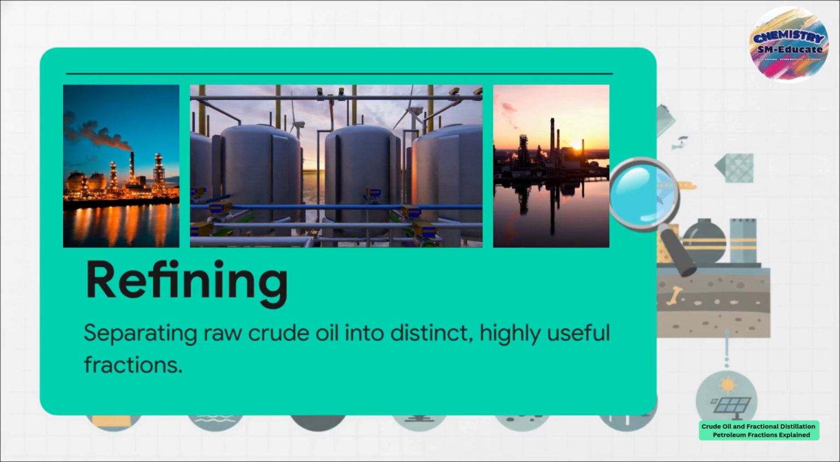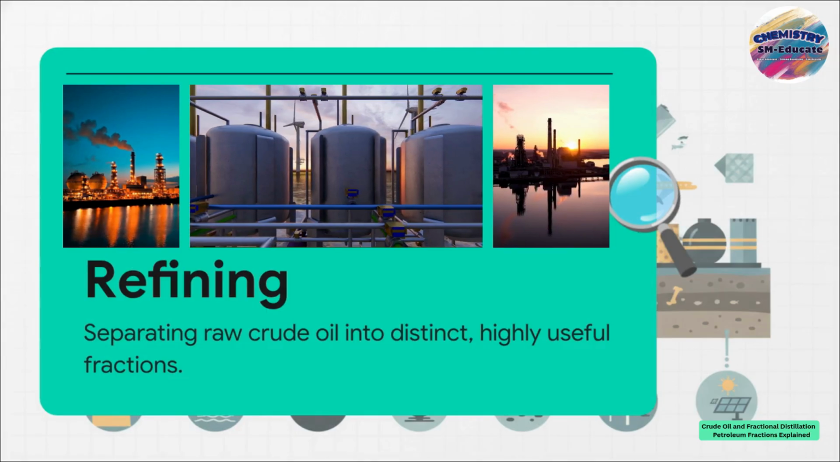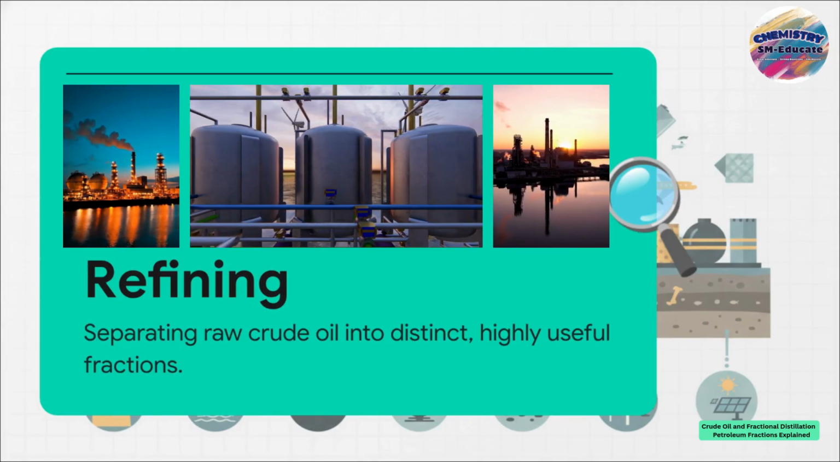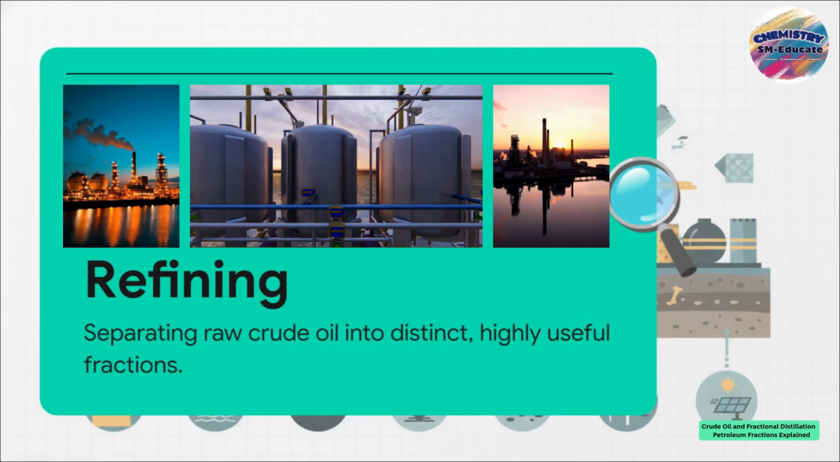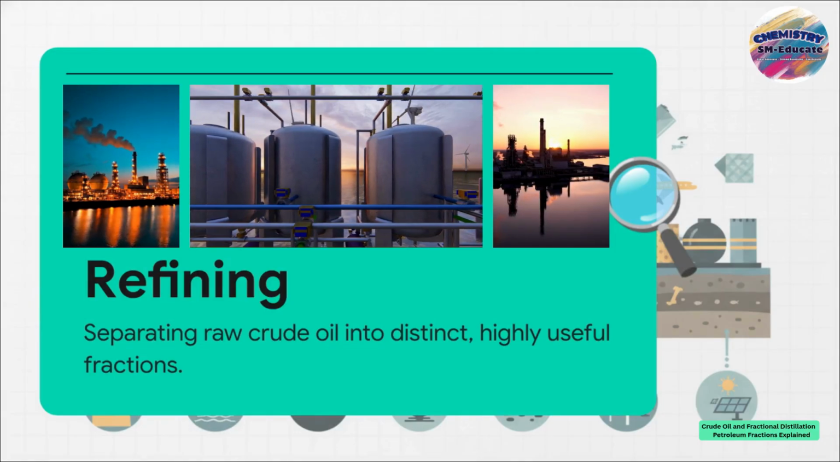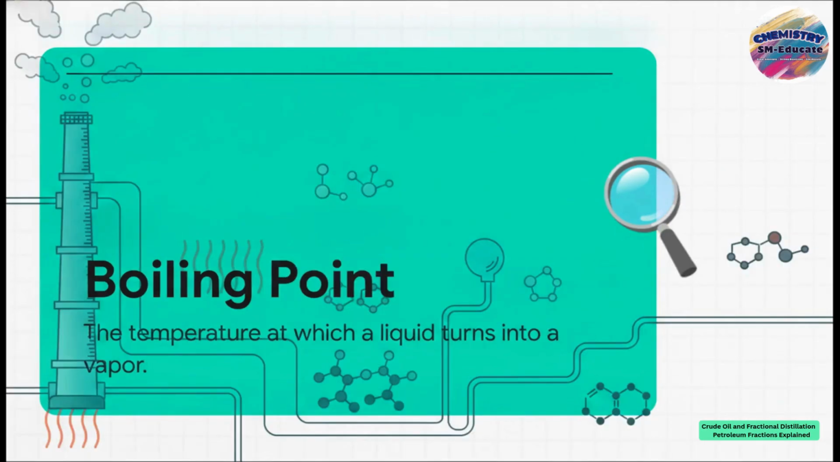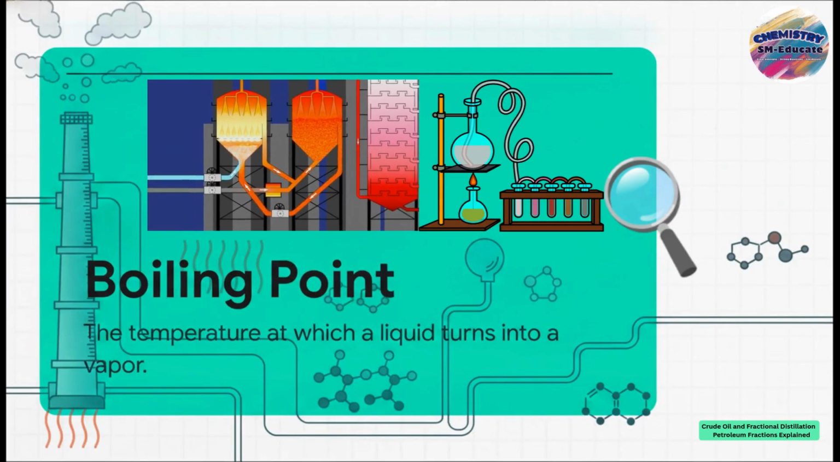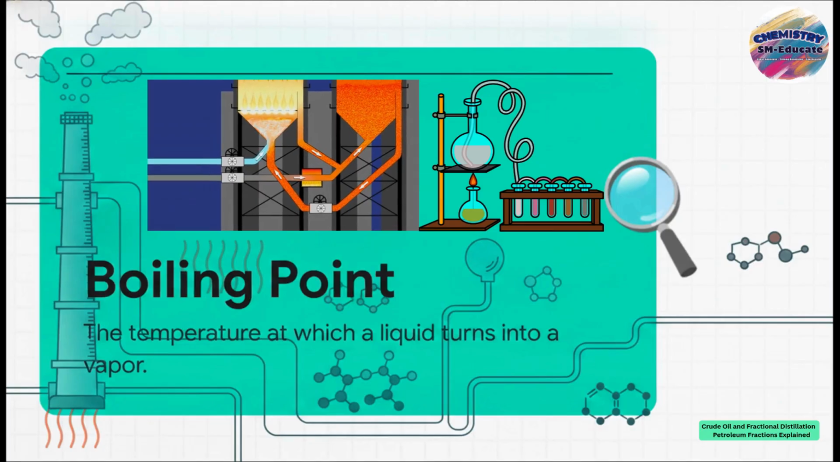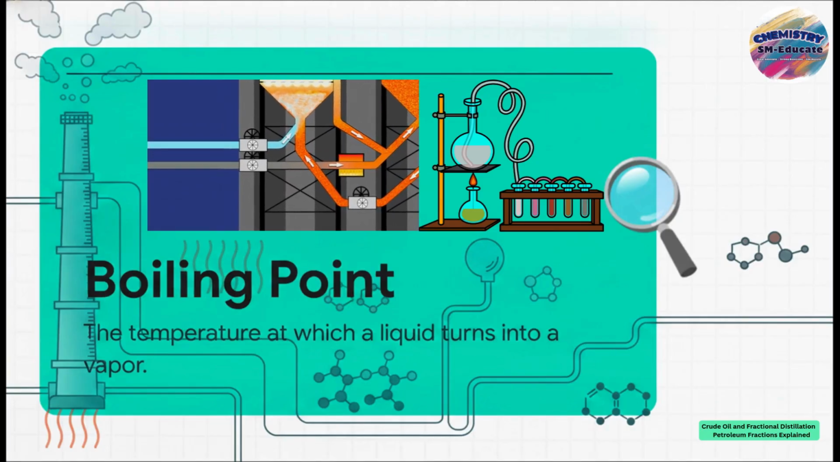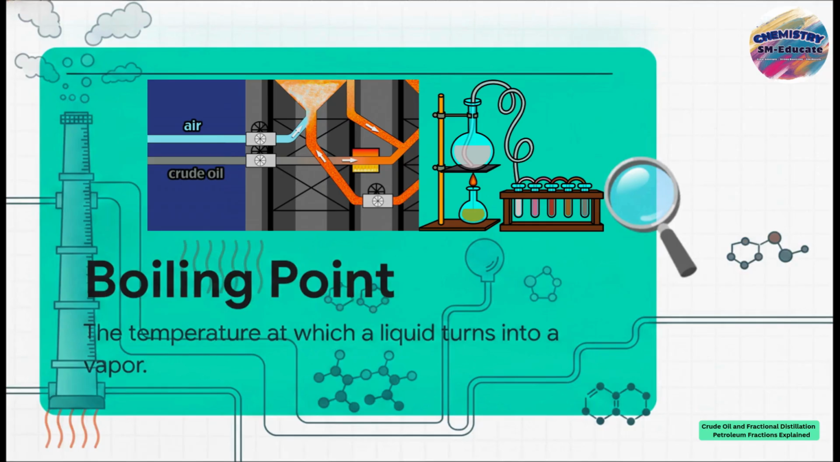Refining is the brilliant industrial-scale solution that unlocks the value of that crude. It takes that messy, tangled mixture and separates it out into distinct, highly useful groups of molecules. And in chemistry, we call these groups fractions. Now, the absolute magic key that makes this giant sorting machine work is a super simple scientific concept. Boiling point. The temperature where a liquid turns into a vapor.